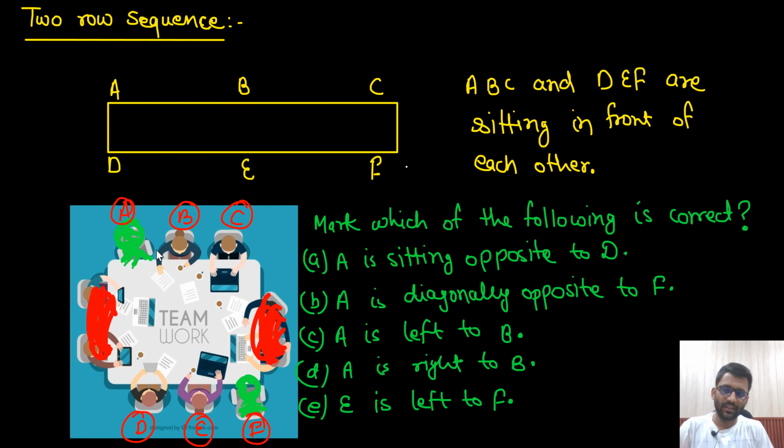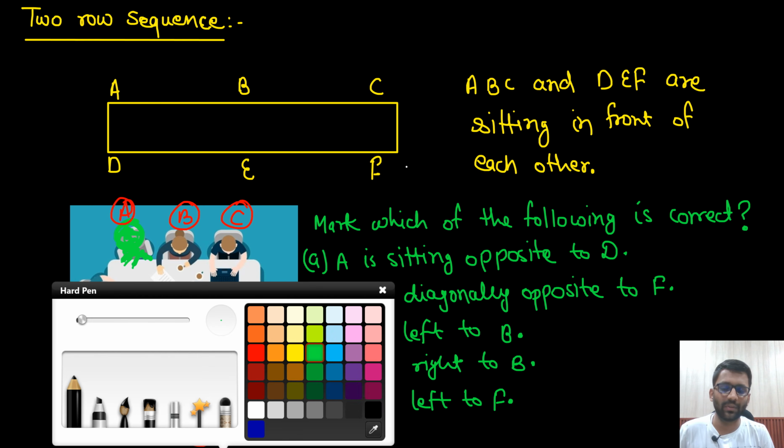Forget about these guys. Just across two rows, A, B, C is sitting, D, E, F is sitting, and all are looking at the center. Basically, all are looking at each other. So this sequence is given. This sequence can also be given. So which of the statements is true as per this?